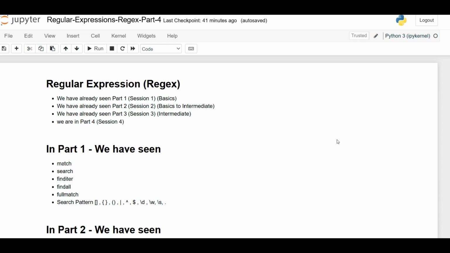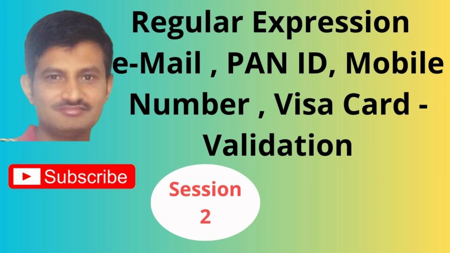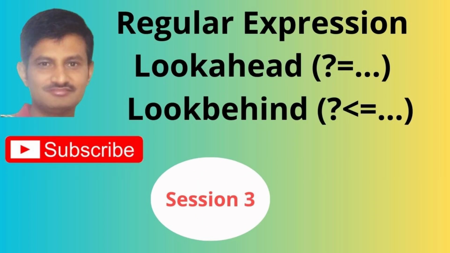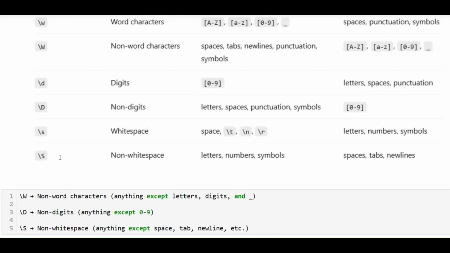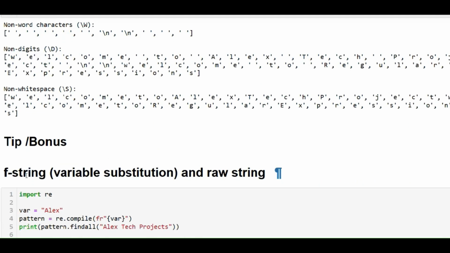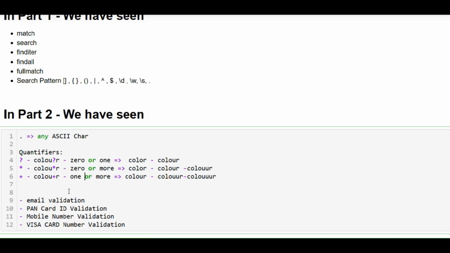We are in the regular expression playlist. We have already seen part 1, part 2 and part 3. Presently we are in part 4, session 4. In this video we try \A versus \Z and the caret with the dollar symbol, word boundary \b, and capital \W, \D and \S, and we also see one tip on how you can incorporate our string into the pattern. So without further delay, let us jump into the session.